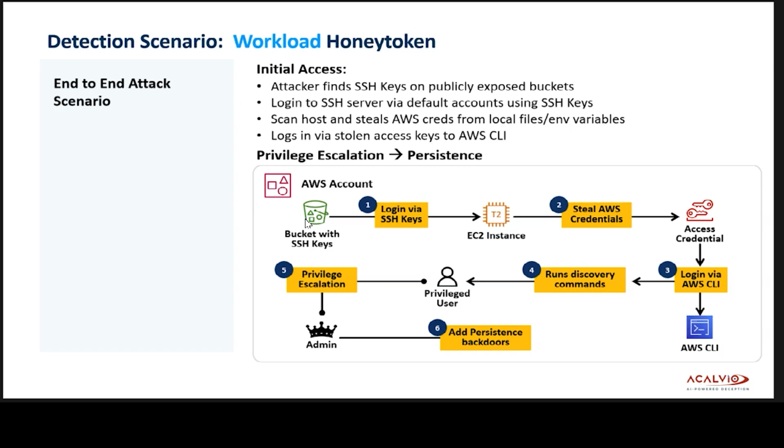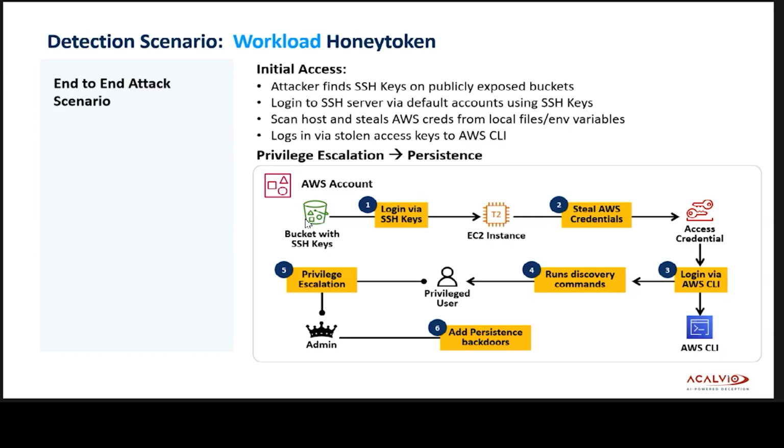Okay, now let's say we have these honey tokens. Using the honey tokens, let's say the first scenario is the attacker, the same thing, finds an SSH key on a publicly exposed bucket, which is pretty common. This SSH key, which got exposed because of a public bucket, can be non-intentional or it can be intentional, right? So this is where we bring in. There are a lot of things that can be done.